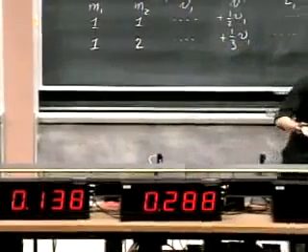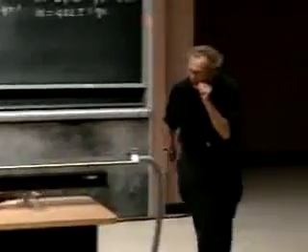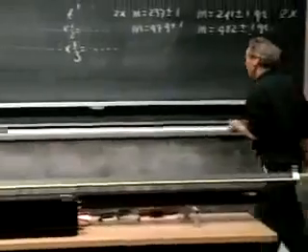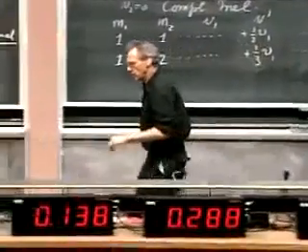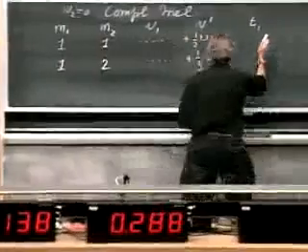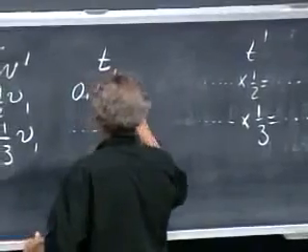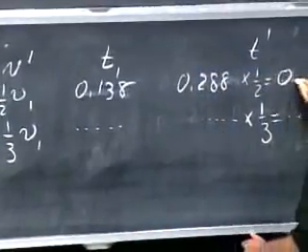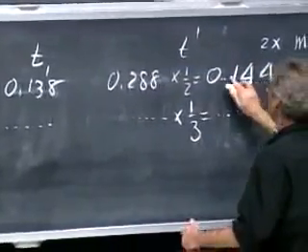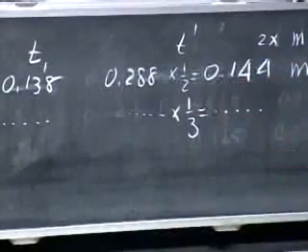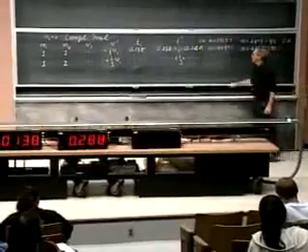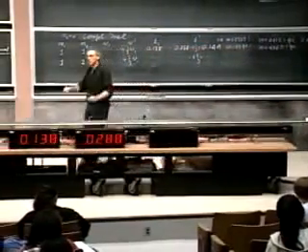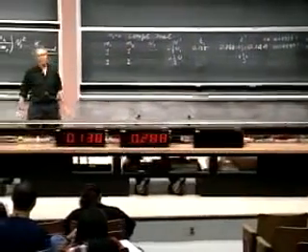All right. What do we see? 138, 288. Divide this by 2 is 0.144. That is, the difference is only 6, and that is only 4% off. That's completely within my prediction that each time could be off by 2.5%.